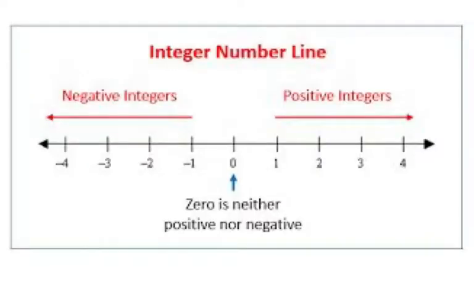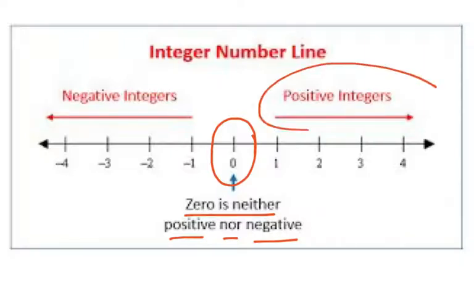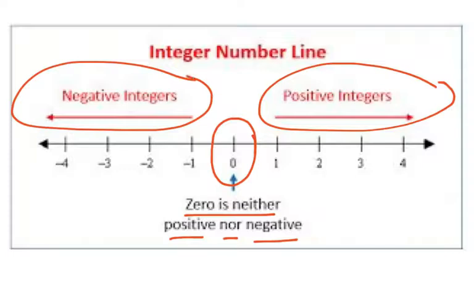Integers can be represented by a number line. In the middle of a number line, we usually put 0. 0 is neither positive nor negative. To the right are the positive integers, and to the left are the negative integers. Now that's just a review of integers represented on a number line.